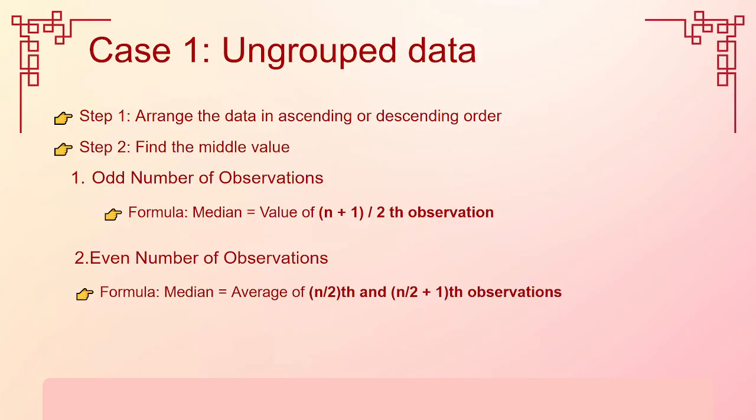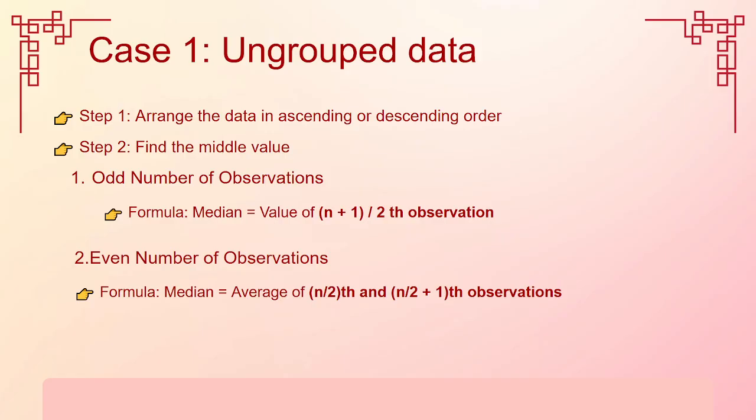So, how to find median in the case of ungrouped data? First is to arrange the data in ascending or descending order. Next is to find the middle value of the data. In the case of an odd number of observations, median is the (n plus 1) by 2th observation. In the case of an even number, median is the average of the n by 2th and (n by 2 plus 1)th observation. Understood?